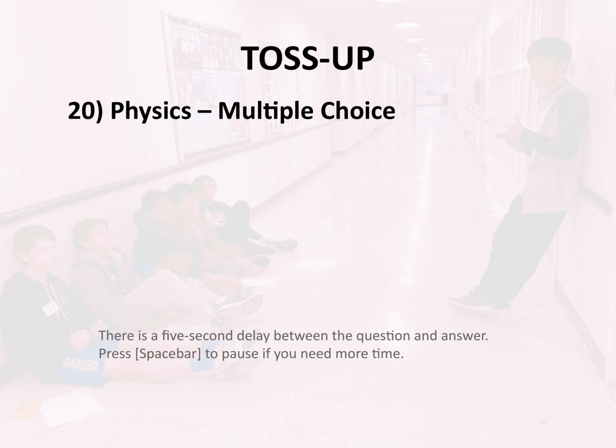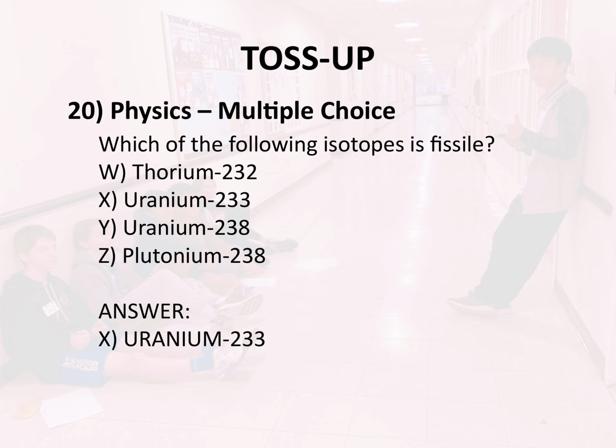Toss-up 20. Physics, multiple choice. Which of the following isotopes is fissile? W. Thorium-232. X. Uranium-233. Y. Uranium-238. Z. Plutonium-238. Answer: X. Uranium-233.